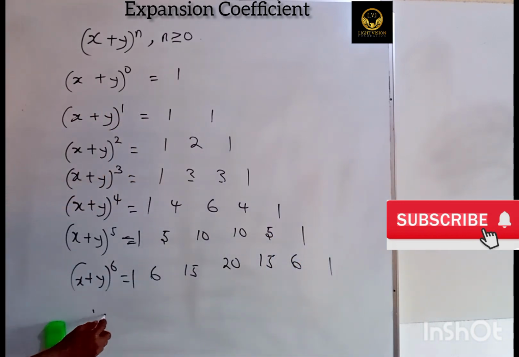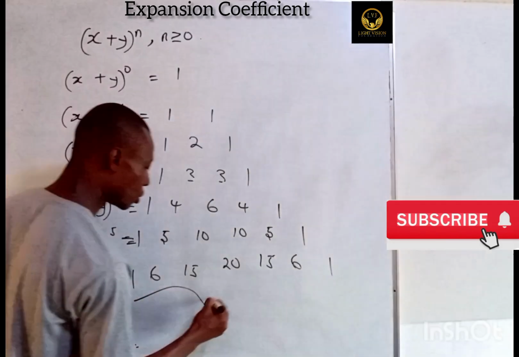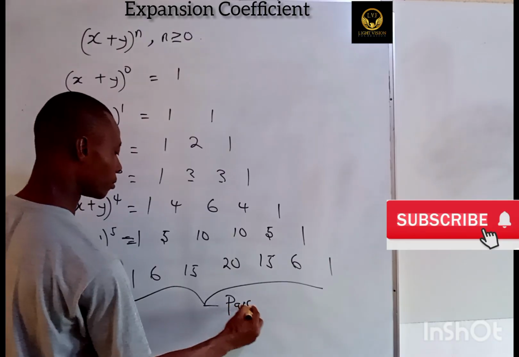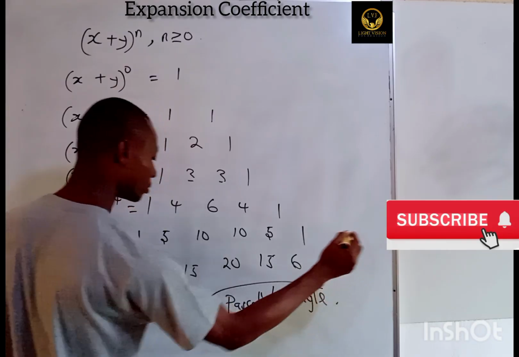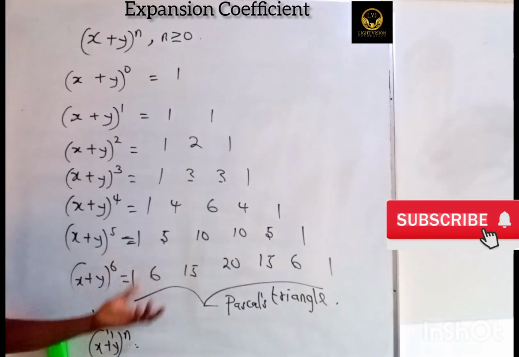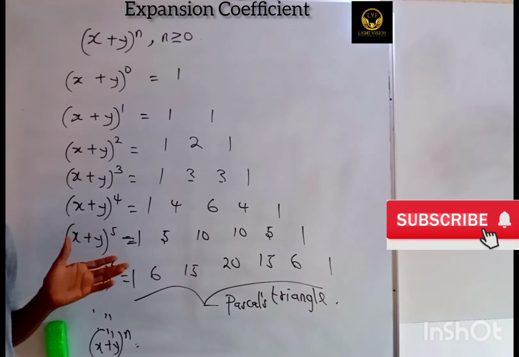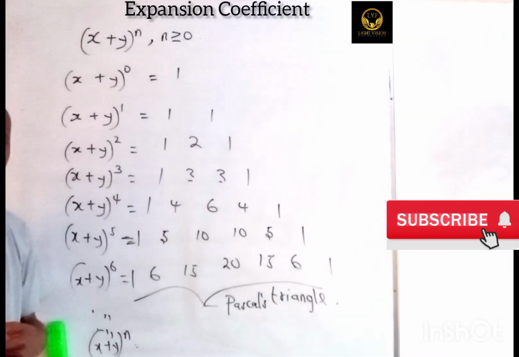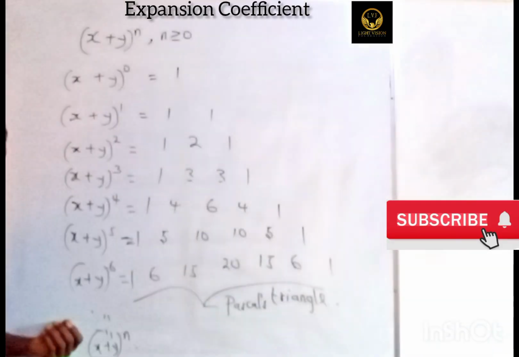You can do this and so on and so forth till you have x plus y all raised to the power of n. You see that this shape looks like a triangle, so this is what we call Pascal's triangle. Now what is the benefit of this? The benefit is that we can expand the power of two or more variables using the coefficients. Once we extract the coefficients from Pascal's triangle, then we can expand.